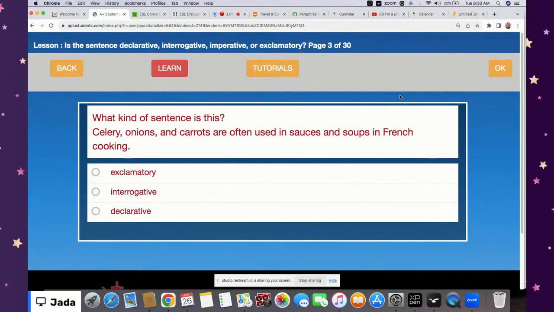Okay. So I was saying that celery, onions, and carrots are often used in sauces and soups in French cooking. So which of the options is the right answer? Is it exclamatory, interrogative, or declarative? So which one is the most suitable answer? The first, the second, or the third one?